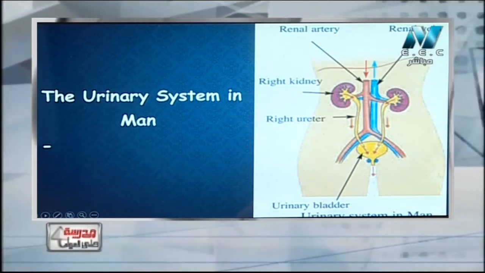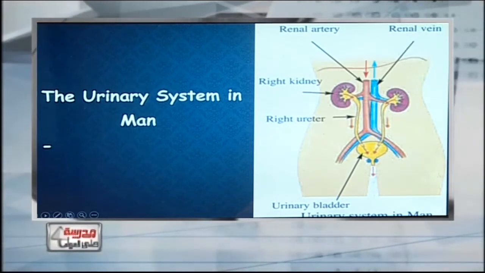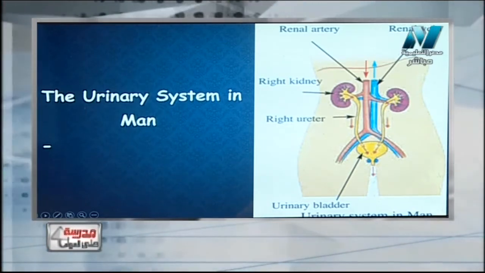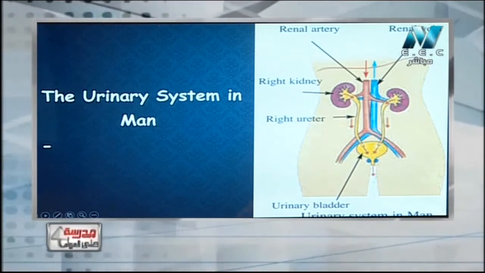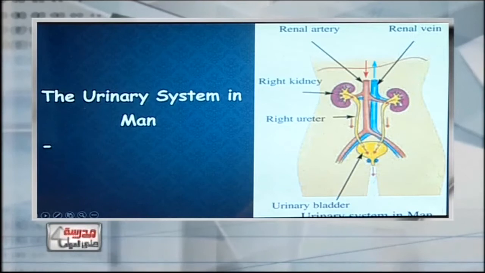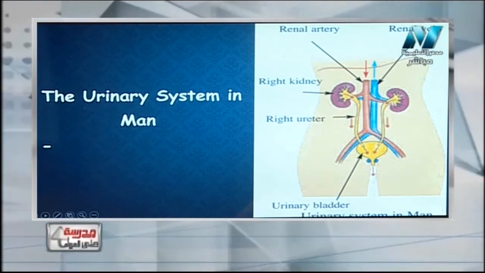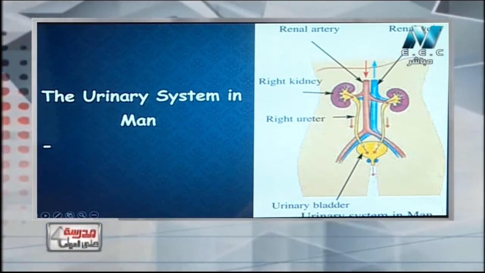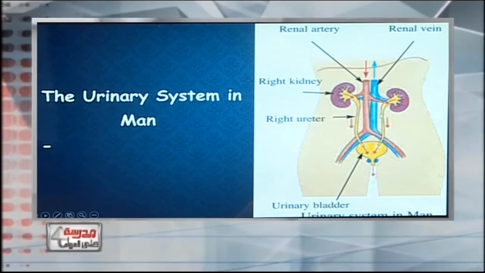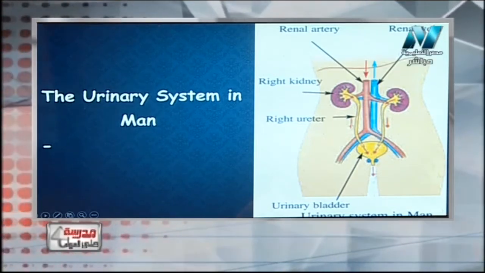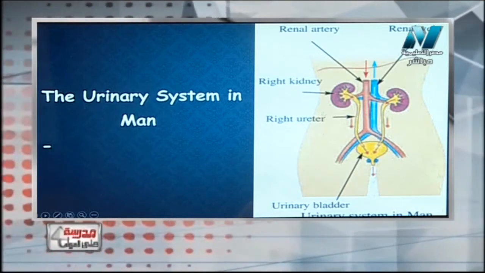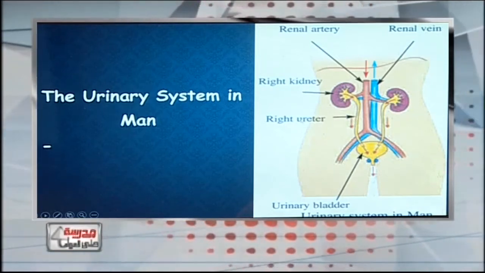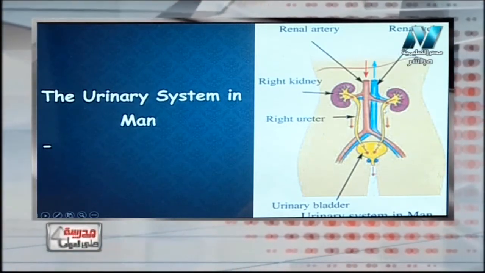And after the urine is collected by the collecting ducts from different nephrons, the urine is poured in this region, which is called the pelvis. And the pelvis is a wide area in which the extracted urine is poured and collected and moves into this tube and this tube, and these tubes are called ureters. So we have from each kidney a ureter, right ureter and left ureter.